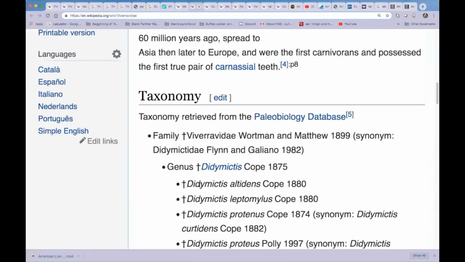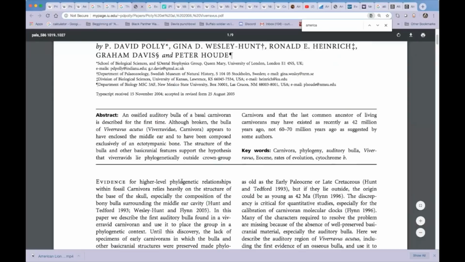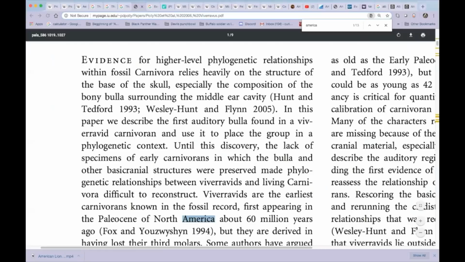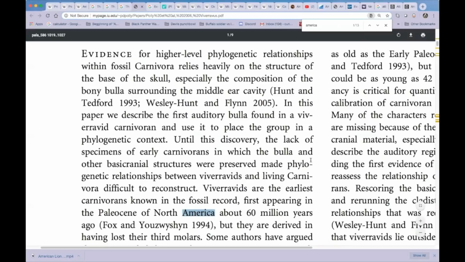So it says here, earliest known carnivoran auditory bulla, and support for a recent origin of crown group Carnivora, by P. David Polly and others, School of Biological Sciences, Queen Mary University of London. I'm just going to go down to a certain part. It says, in this paper we describe the first auditory bulla found in Viverravids, remember, the first carnivorans, and use it to place the group in a phylogenetic context. Until this discovery, the lack of specimens of early carnivorans in which the bulla and other basic cranial structures were preserved made phylogenetic relationships between Viverravids and living carnivores difficult to reconstruct.